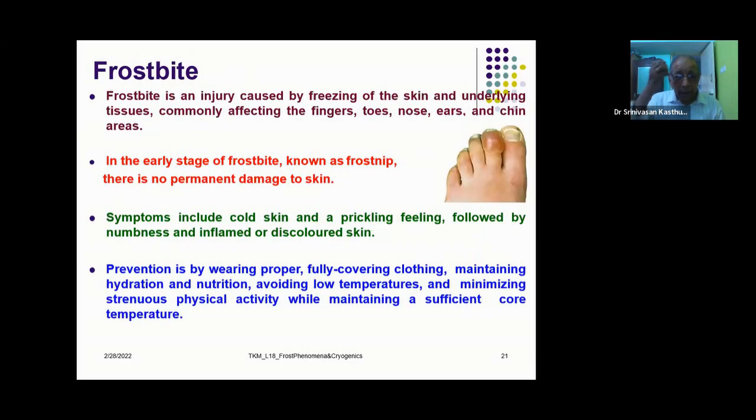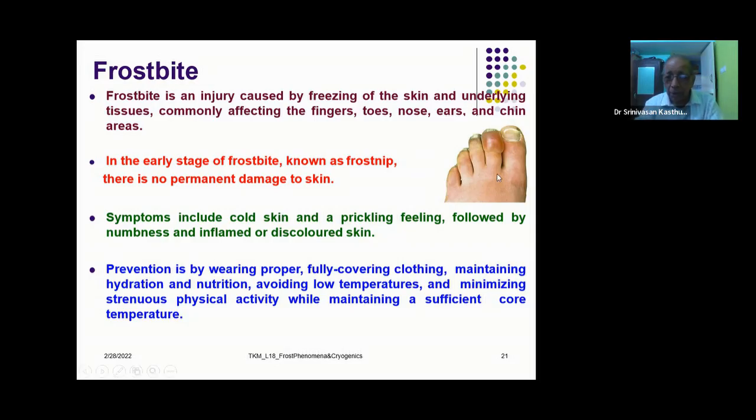Okay, now let us see the next part, frostbite. What are the effects of frost on the human body? Frostbite is known as an injury which is caused by freezing of the skin and the underlying tissues, commonly affecting areas such as fingers, toes, nose, ears, chin areas, etc.